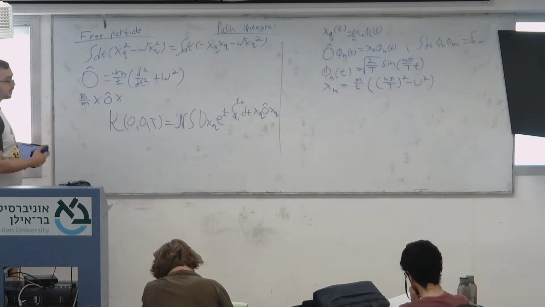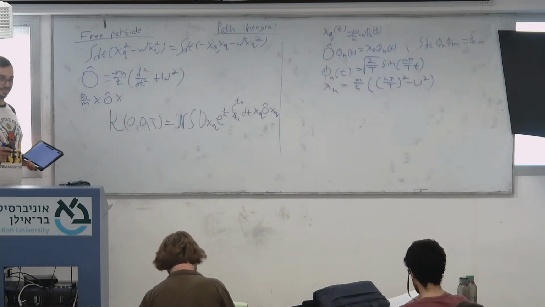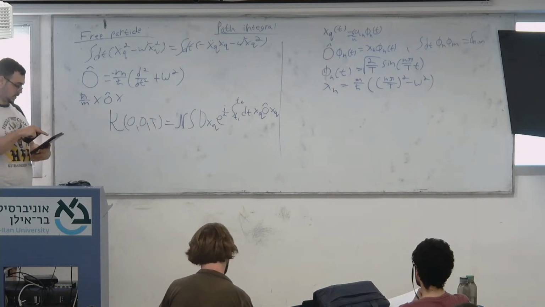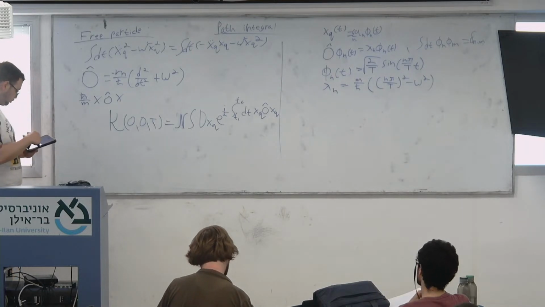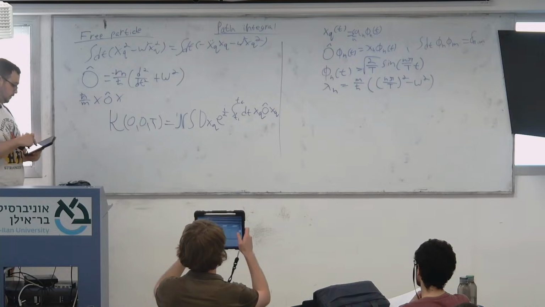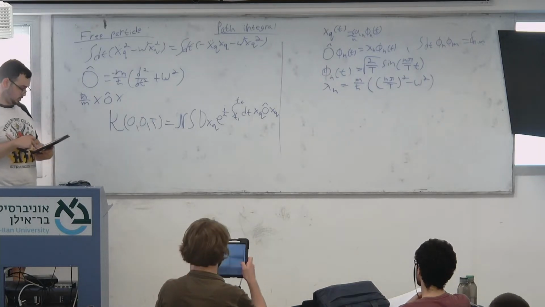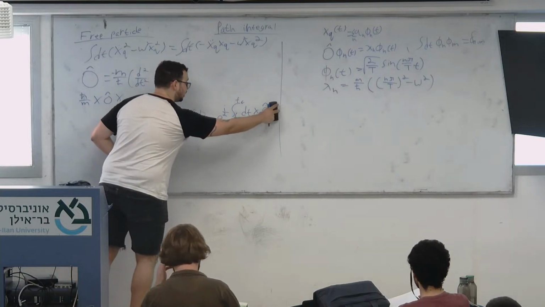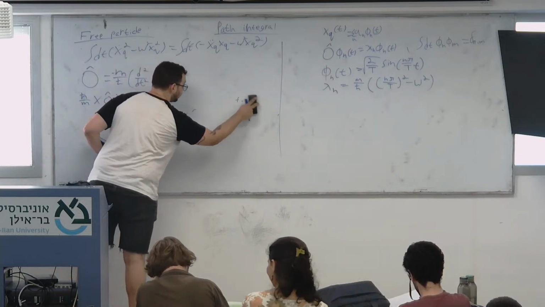Can I erase the left side? Okay. What's the time? 7. Ooh. Alright, we only have like 1.5 pages. Ooh. Yes. Only 1.5 pages. Alright. So now.